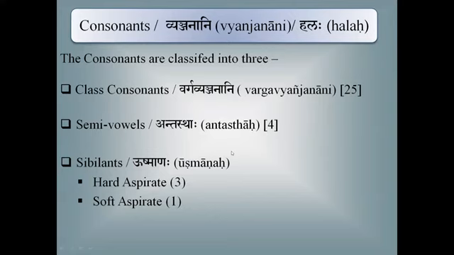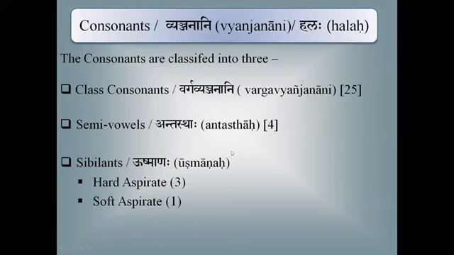Dirgha, Hrasva, Pluta, all these are only for the vowels, not for the consonants. Where is Dirgha for consonant? How can you stretch the consonant for 2 units of time? Is it possible? No. Consonants cannot be pronounced independently. So how can you stretch it for 2 units of time and call it Dirgha? Not possible.